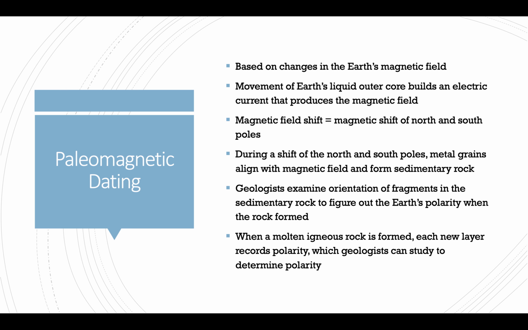During a shift of the north and south poles, metal grains align with the magnetic field and form sedimentary rock. Geologists examine the orientation of fragments in the sedimentary rock to figure out the Earth's polarity when the rock formed. When a molten igneous rock is formed, each new layer records polarity, which geologists can study to determine polarity. In the past 6 million years, there have been 4 different periods of polar changes.